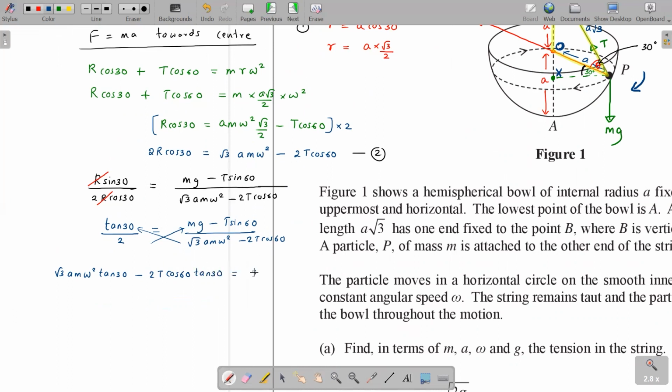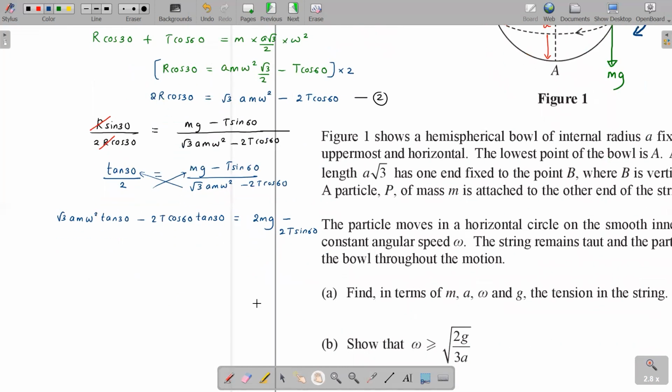Multiplying this with 2, we get 2mg minus 2t sine 60. I took the 2 to the other side and multiplied the whole thing with 2. I have now bring all the t terms to one side. So I look at this, I'll take this to the other side. It's entirely up to you, right? Shall we simplify this first?